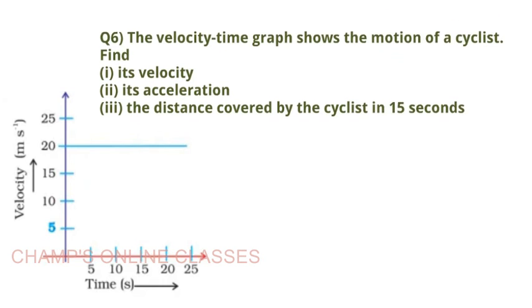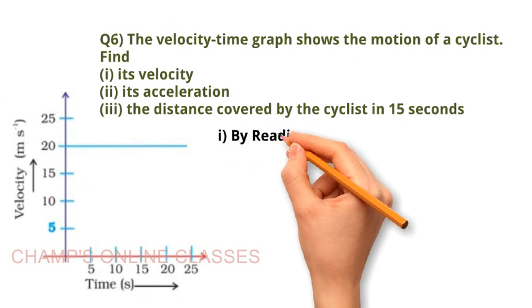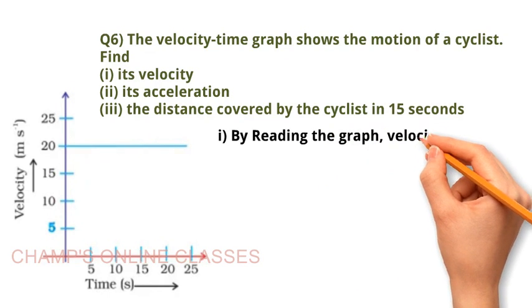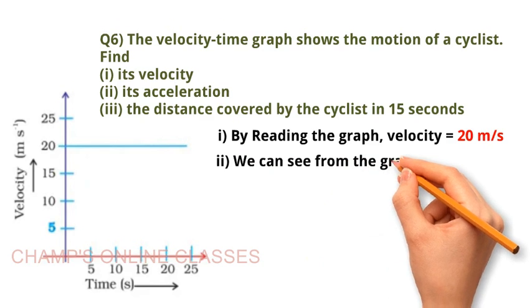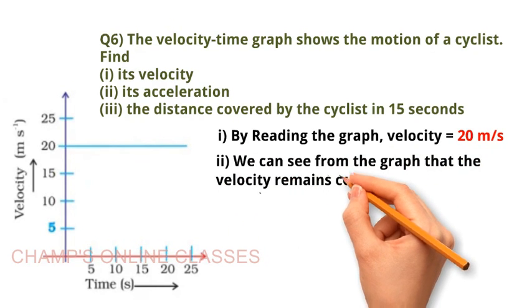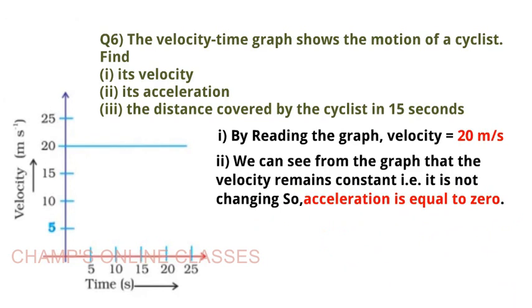Now our sixth question is a graph. Here the velocity time graph shows the motion of a cyclist. We have to find velocity, acceleration and the distance covered by the cyclist in 15 seconds. By reading the graph, we can say velocity is 20 meter per second. Now we can see from the graph that the velocity remains constant, that is it is not changing. So acceleration is equal to 0.